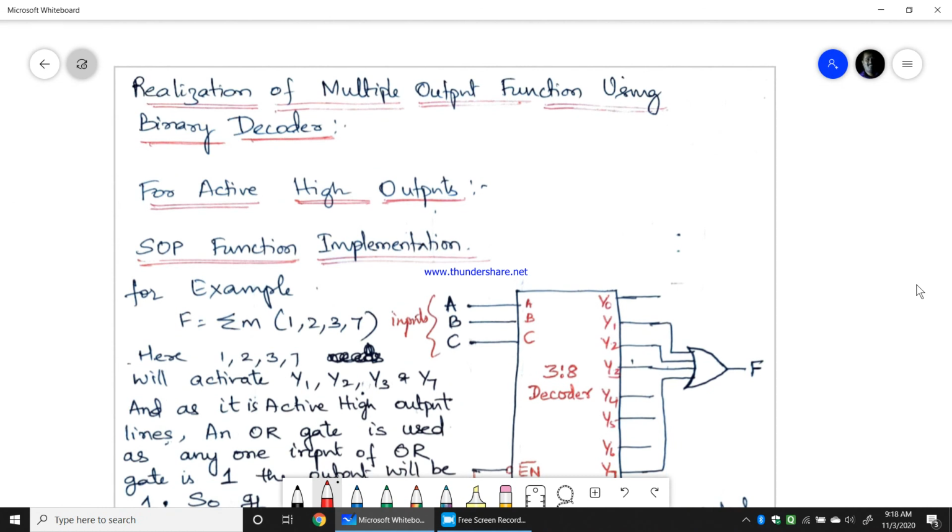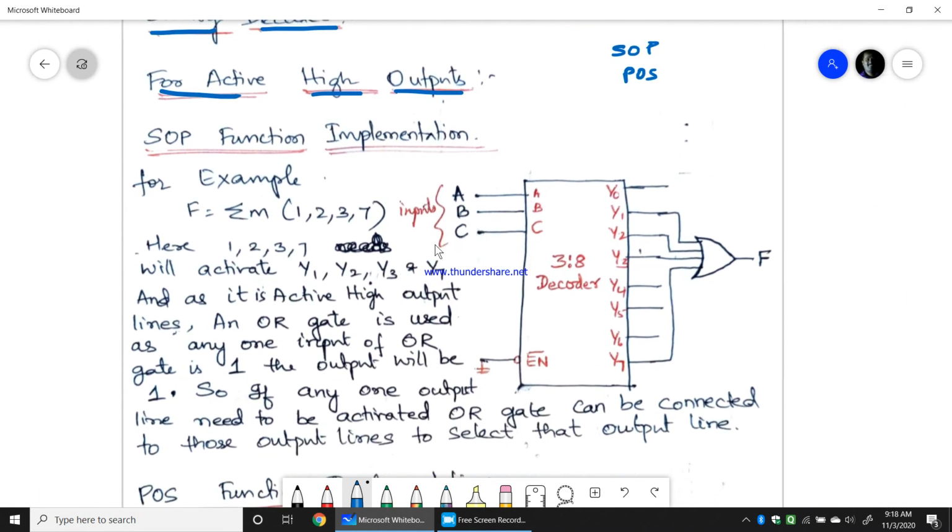Now let us see how to realize multiple input functions and multiple output functions using binary decoders. For active high outputs, realizing the multiple output function is nothing but SOP and POS functions, which we will come across now. So that would be the multiple output functions. Here you see we have multiple outputs, summation f of 1 2 3 7. All of 1 2 3 7 should be considered as output. So how to do that? We have 2 types of implementation here, SOP function implementation and POS function implementation.